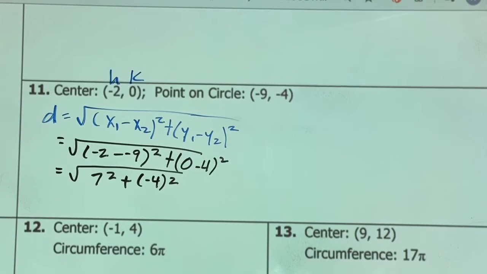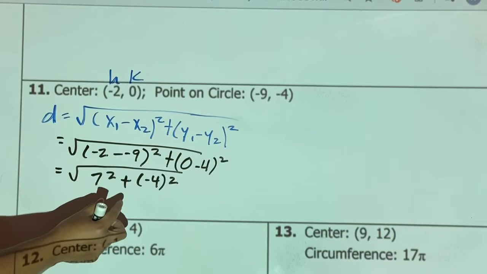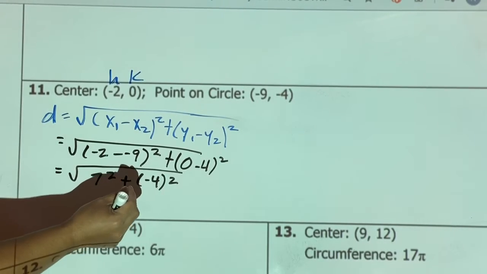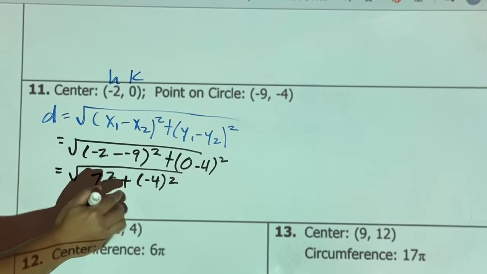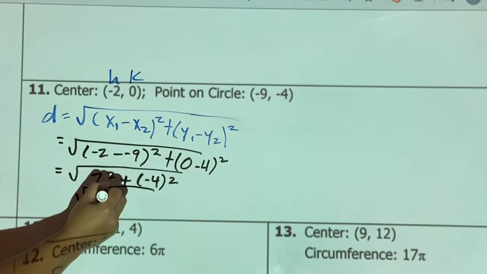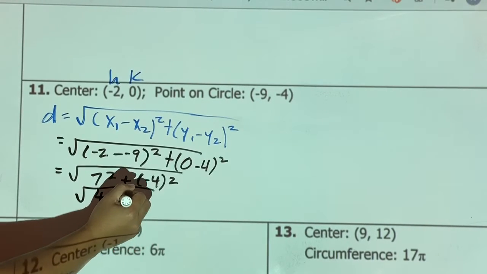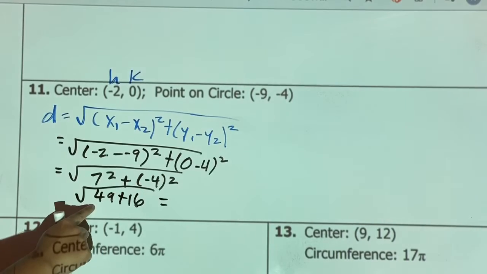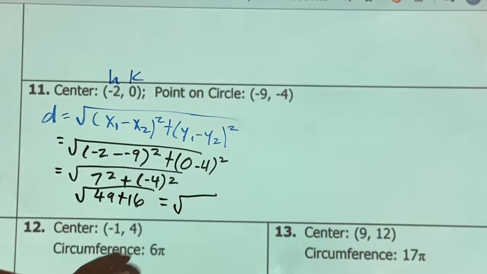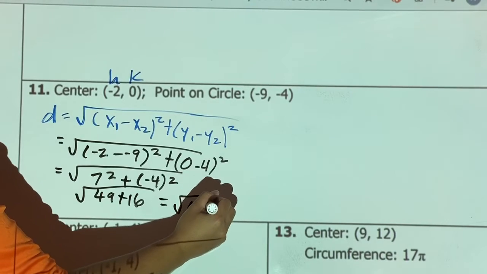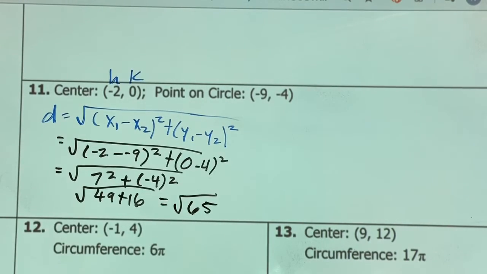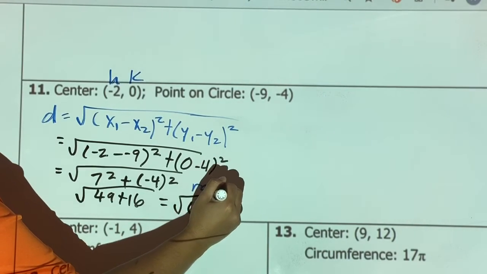So then from here, we're going to do the exponent first and then we'll combine them together. So 7 squared is 49, right? And then -4 squared is 16. So 49 plus 16 is just going to be the square root of 65. I'm just going to leave it as that for now. So this right here, that's my radius.